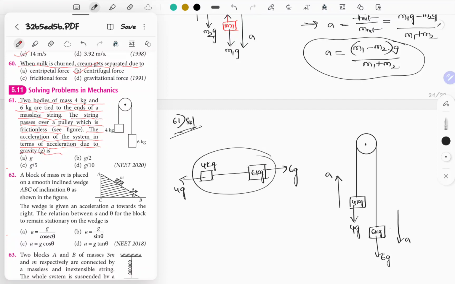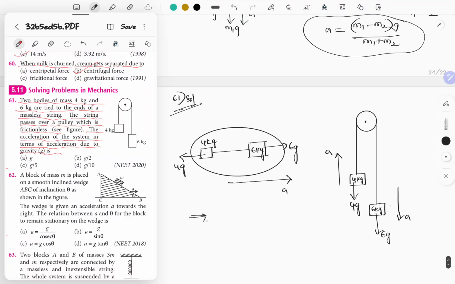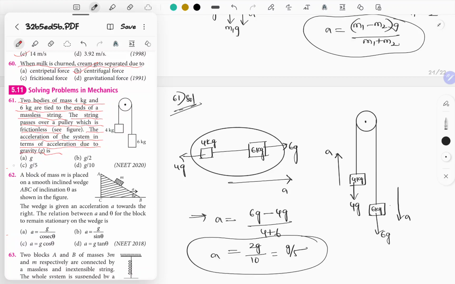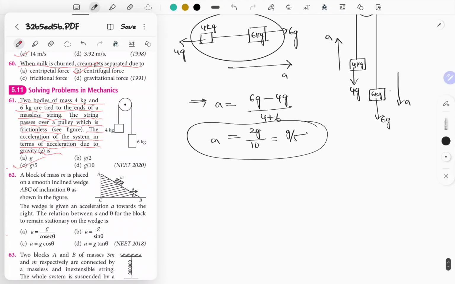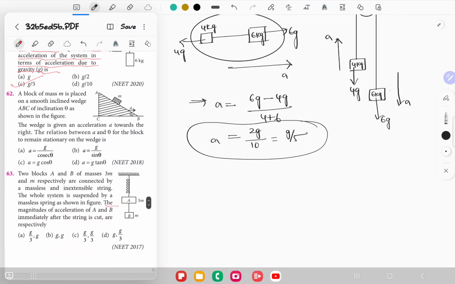As 6g is greater than 4g, the system will move towards the right. Okay, so the system will move along the 6g direction, then acceleration is equal to 6g is greater than 4g, that's why 6g minus 4g by the total mass, F net by m net. m net is 4 plus 6, which is going to be 2g by 10, which is equal to g by 5. This is the answer. Acceleration is equal to g by 5. So which option is correct? Option C is correct. This much simple it is if you use the trick that I have given. Hope you understood, guys. Okay, let me move on to the next question.